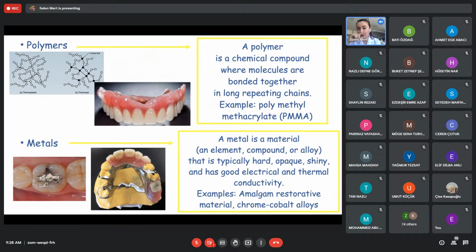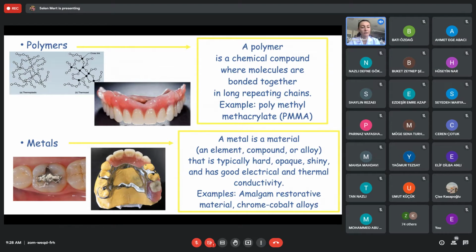As you can see, there's a total prosthesis. I think you are familiar with that. And the pink parts of the total prosthesis are polymethyl methacrylate material, PMMA. This polymethyl methacrylate material is a polymeric material, and methyl methacrylate is the monomer of this material. So we are going to use this polymer material in the patient's mouth.